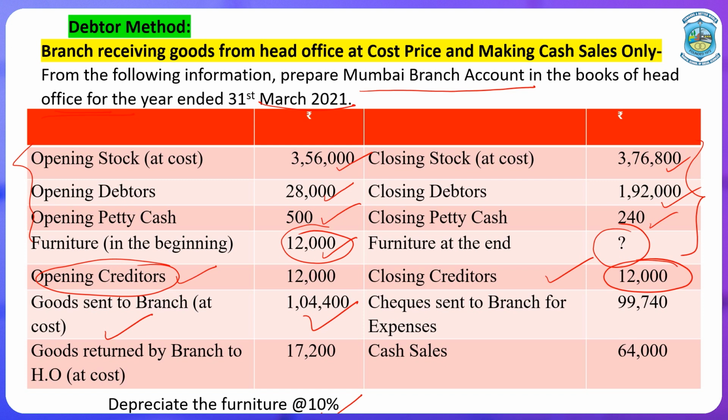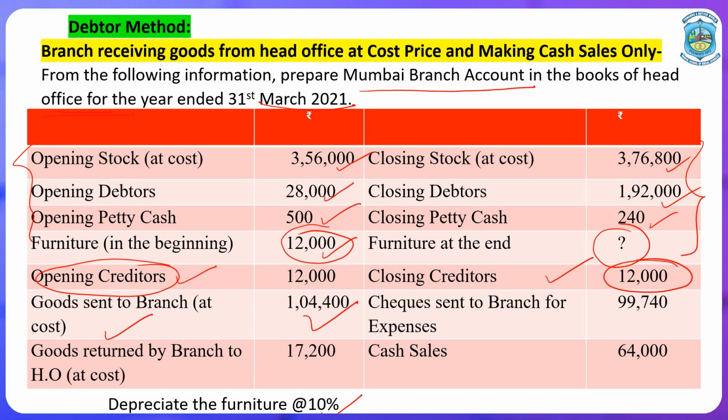Now, we all know that goods are being sent by the head office to the branch office, and further the branch sells the goods to the customers. Similarly, cash is also being sent by the head office to the branches, and with the help of that cash, the branch meets all its expenses. So, when the goods are being sent by the head office to the branch, it is recorded at the debit side. Similarly, any cash that is being sent by the head office to the branch is also recorded at the debit side.